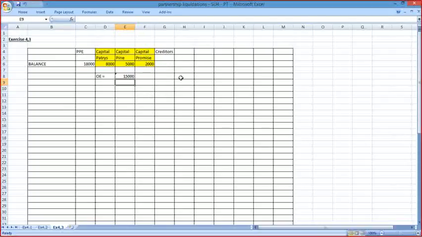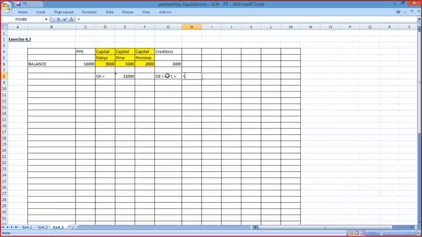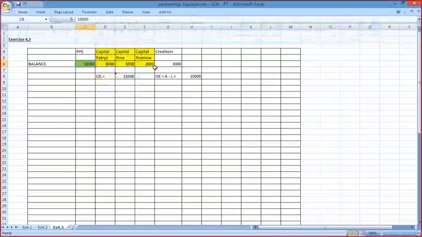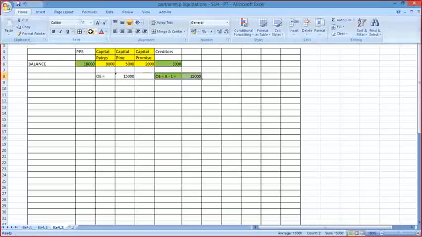You also had creditors. So the creditors was an amount of? 3,000. So again, if I go OE equals A minus L, where are my assets? Well, those are my assets, and those are my liabilities, minus that. And if I subtract the 3, I get 15. 15 as well. Okay, so 15 on that side, 15 on this side. You've got it balancing.